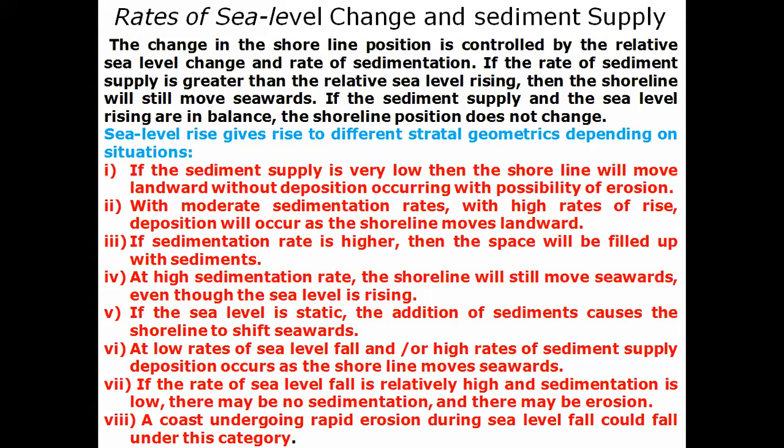At high sedimentation rate, the shoreline will still move seawards, even though the sea level is rising. So you see, complication is arising. Sea level is rising, it should move towards land, but as the sediment supply is more, it is not even moving towards land, but it is moving towards sea. So it is a progradational pattern. So if the sea level is static, the addition of sediments causes the shoreline to shift seawards.